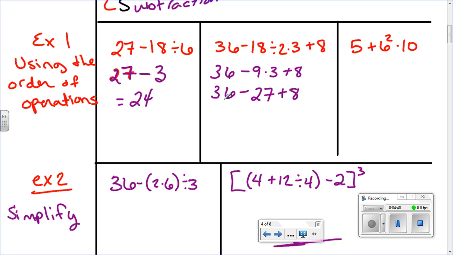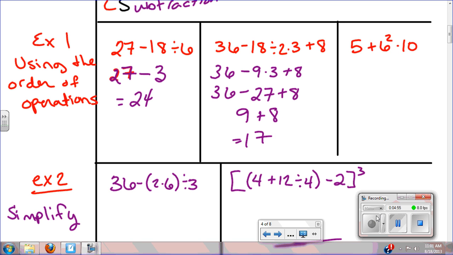Plus 8. Now I have subtraction and addition, again same value, so I start on the left and go to the right. 36 minus 27 is 9. I have not used the plus 8, so it's still out here. Now I have 9 plus 8 is 17.